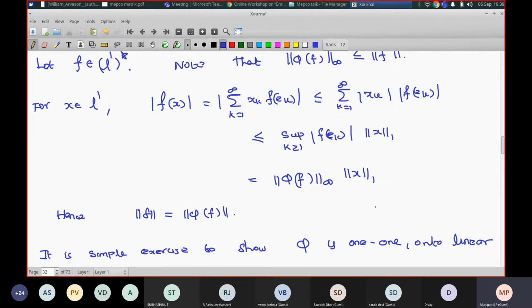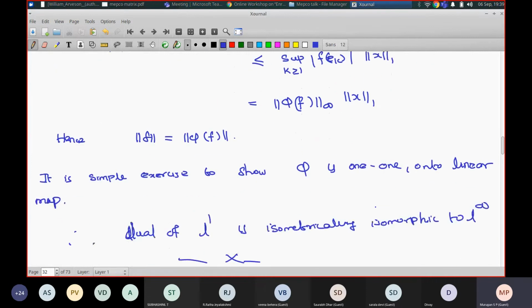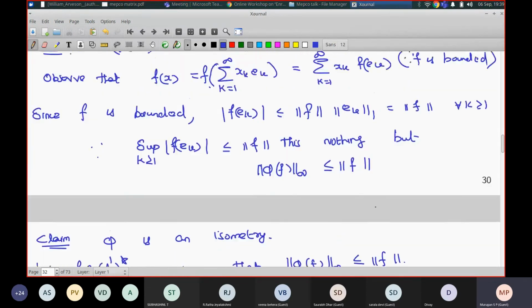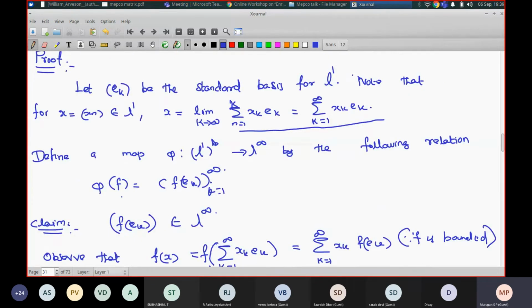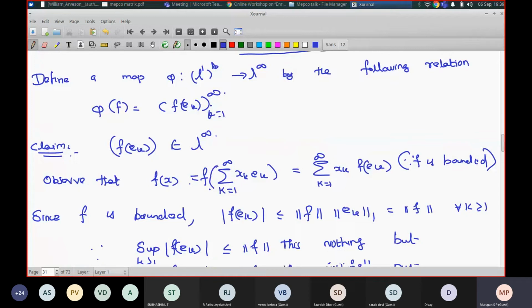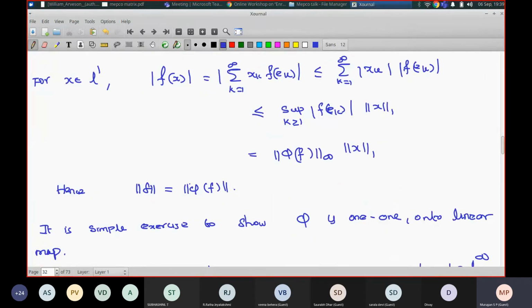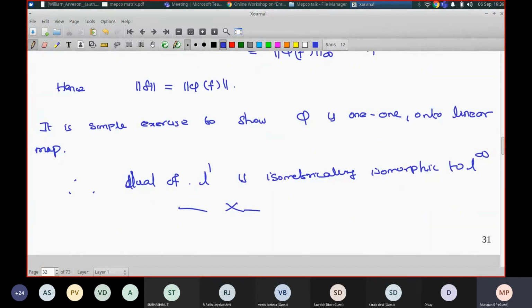So it is a simple exercise. You have to show pi is linear, one-one and onto. This is clear and easily seen. You can suppose f plus g, and look at (f plus g)(e_k). It is a simple exercise: you have to show pi is one-one and onto. Therefore, the dual of L1 is isometrically isomorphic to L infinity.